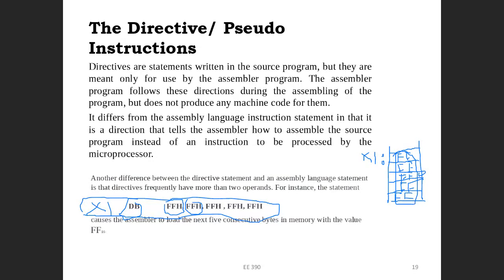But if we write DW, it means define word. That means each one will take 2 memory locations. So for F7, the higher byte will be 00, something like that.